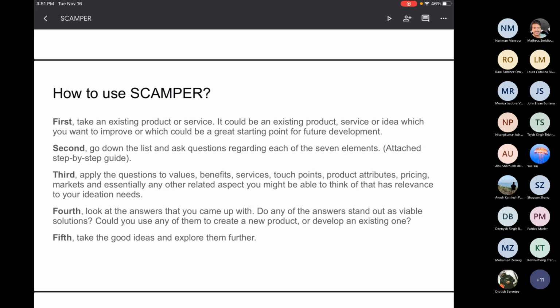This is something I will send to you, Nariman, and then you can circulate it. I don't have it ready for now, but no problem.